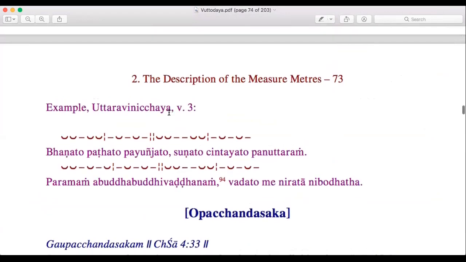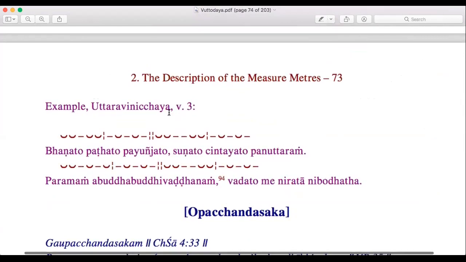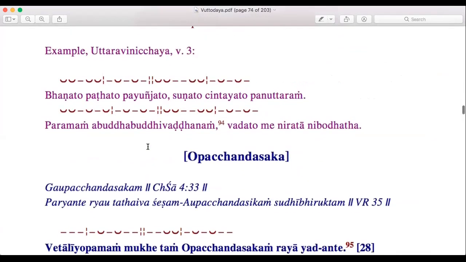So this is an example from Uttara Vinichaya. Uttara Vinichaya is a Vinaya book. I have typed it. Give me a second. Are there any questions? I will show you that. Are there any questions about that Vetaliya verse? So Bande, yeah.